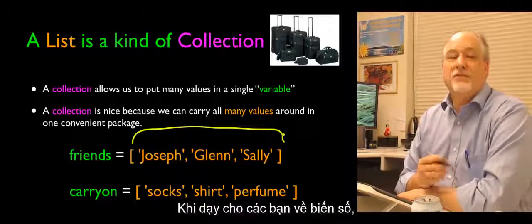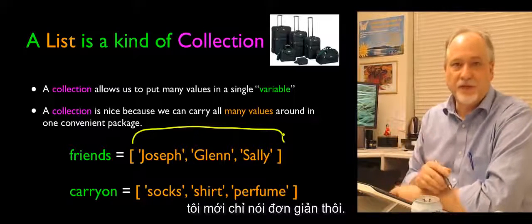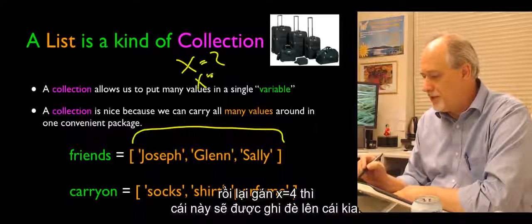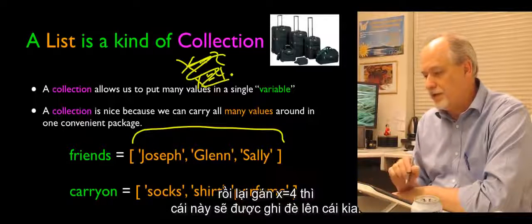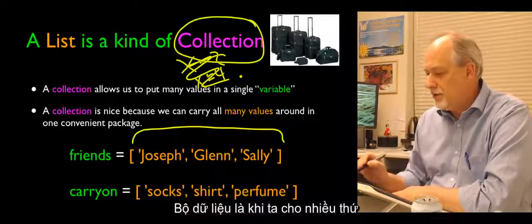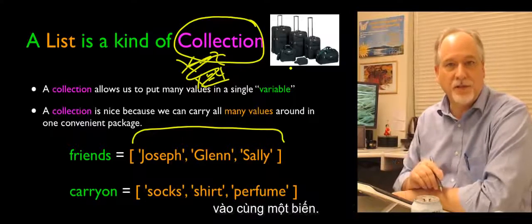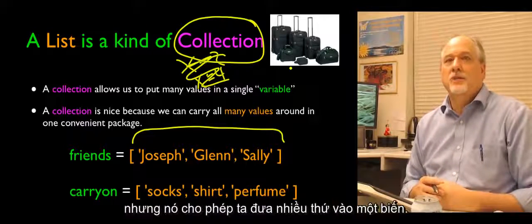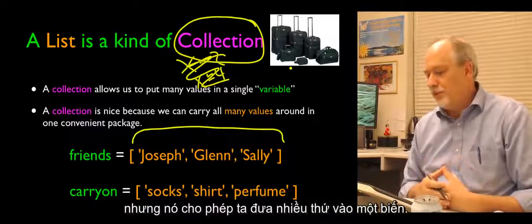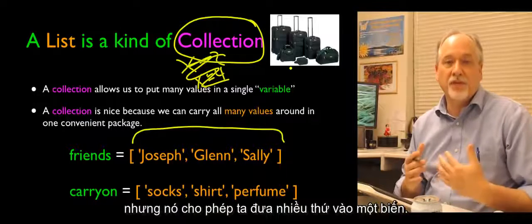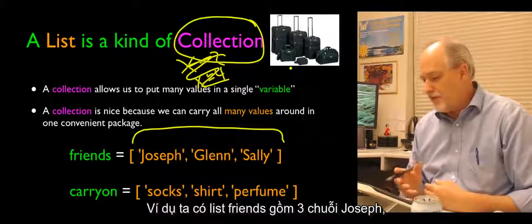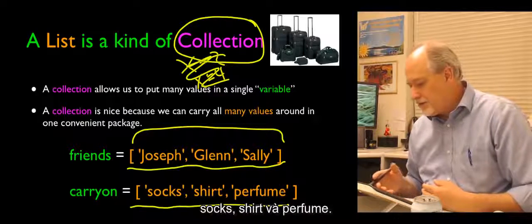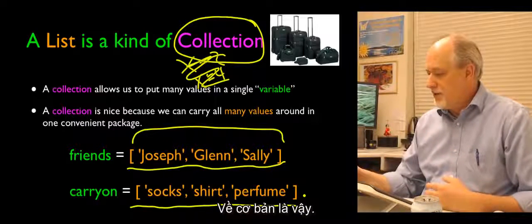Now, when I first talked to you about variables, I sort of oversimplified things. I said if you put x equals 2 and then x equals 4, the 2 and the 4 override each other. A collection is where you can put a bunch of things in the same variable. Now, I have to have a way to find those things, but it allows us to put more than one thing in a variable. So here we have friends that has three strings, Joseph, Glenn, and Sally, and we have carry-on that has socks, shirt, and perfume. So that's the basic idea.